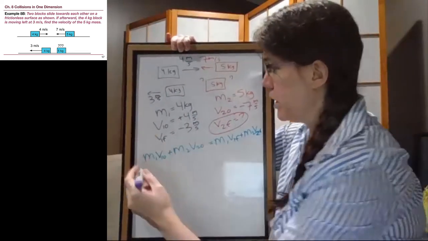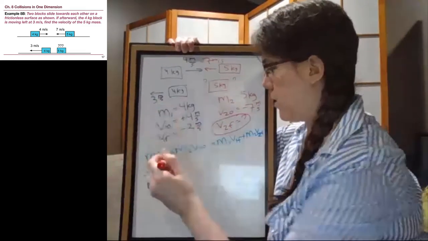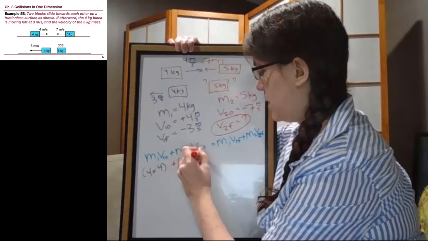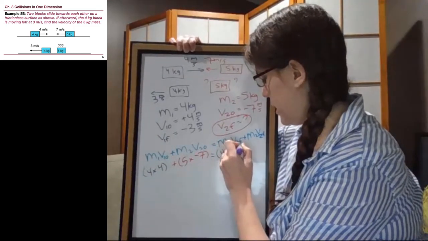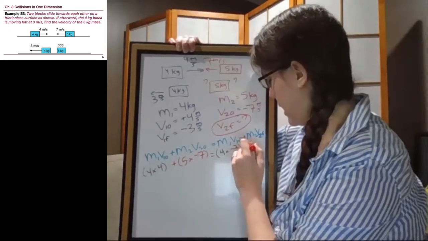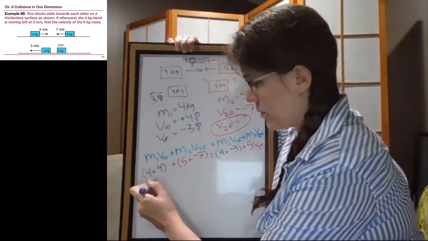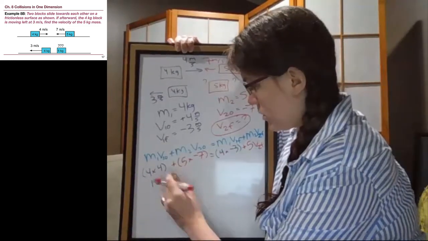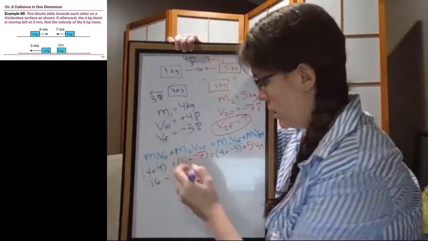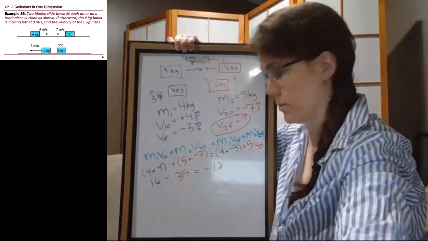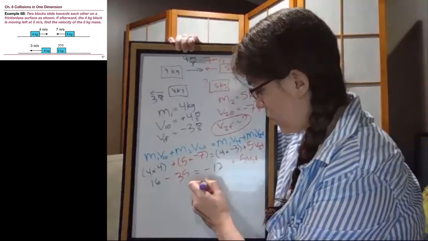That's step five. So we have 4 times positive 4. We have 5 times negative 7. We have 4 times negative 3, and we have 5 times our unknown v2 final. Okay, so we have 16 minus 35 equals negative 12 plus 5 v2 final.